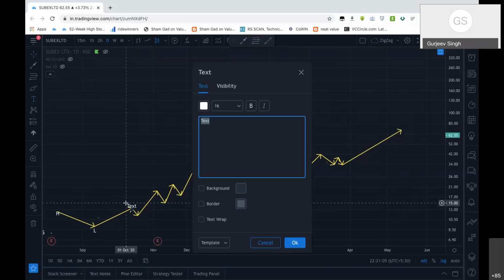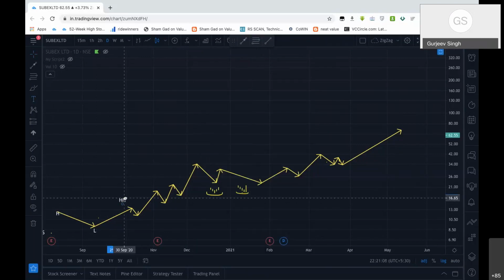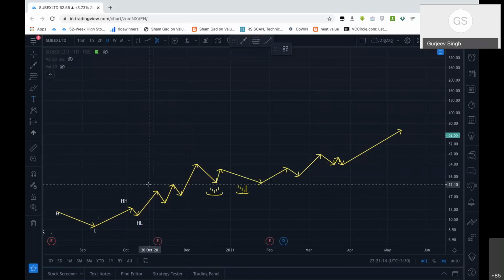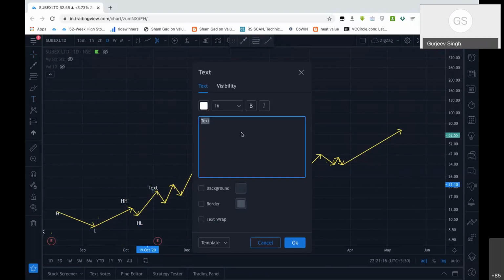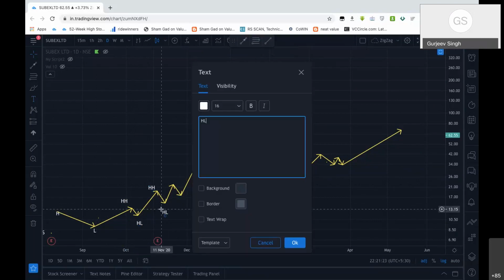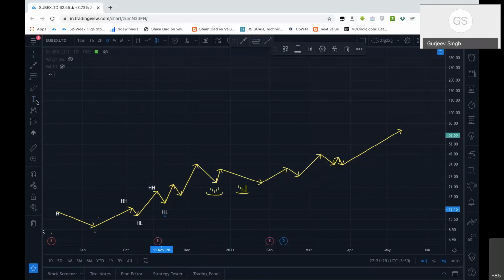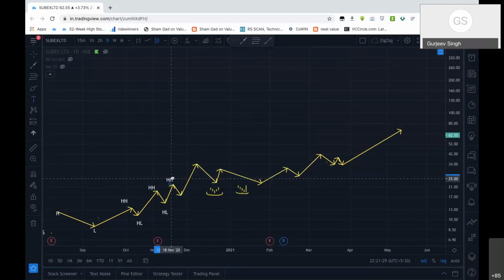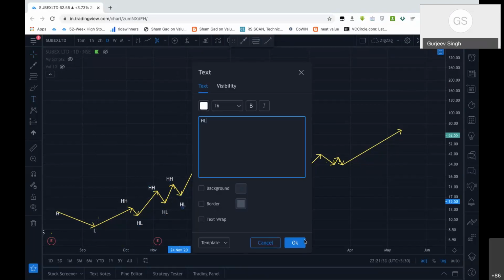Higher high. Higher low. Simple Dow theory. Mera trend upar ja raha hai. Higher high. Higher low. Again, higher high. Higher low. I remove these points.